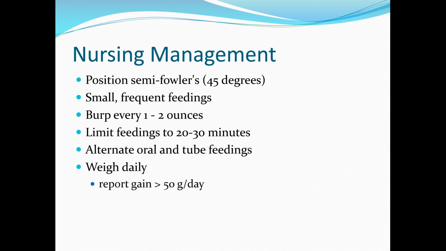Position, they're going to be in a semi-Fowler's position, so about 45 degrees. You're going to do small frequent feedings, we've already discussed. That high calorie formula. You're going to burp every 1 to 2 ounces. Limit feeding times to 20 to 30 minutes because they will just tire out. You can alternate, if they do have an NG or a G tube, do oral and tube feedings. And you want to weigh them daily.